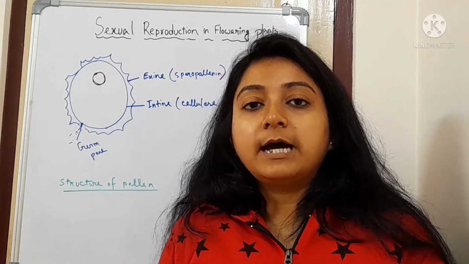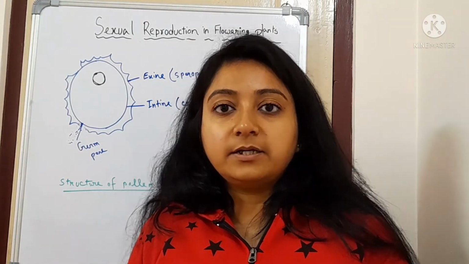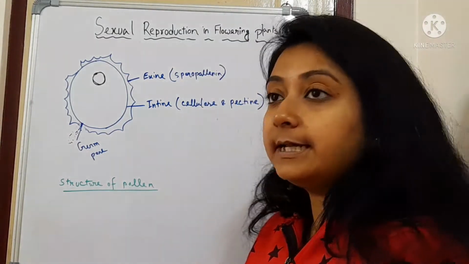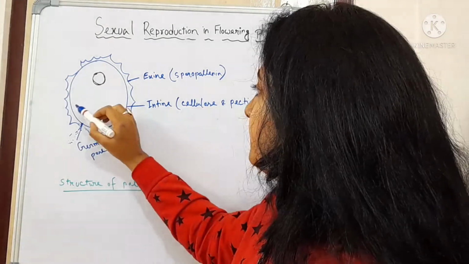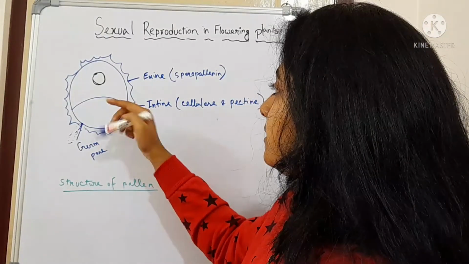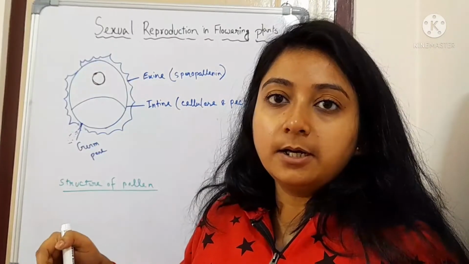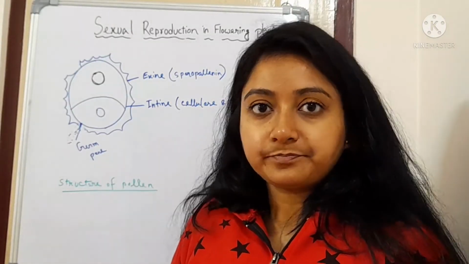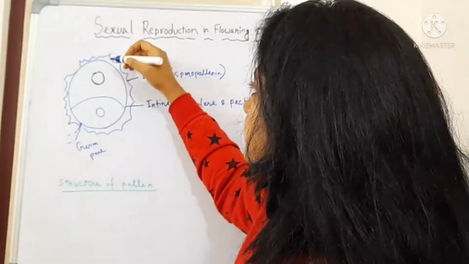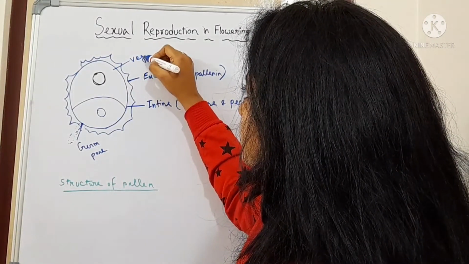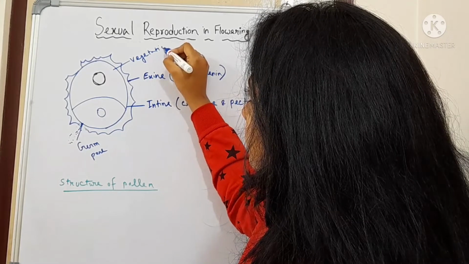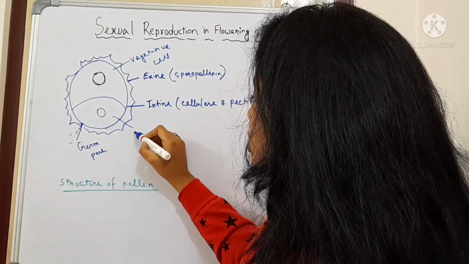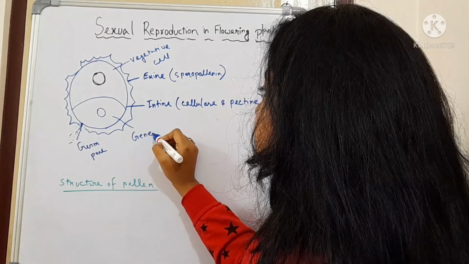Now let us see the inside view, that is the anatomical structure of the pollen grain. We will find that there are two types of cells. One cell is bigger and the other cell is very small in size. The bigger cell is considered the vegetative cell and the smaller cell is considered the generative cell.